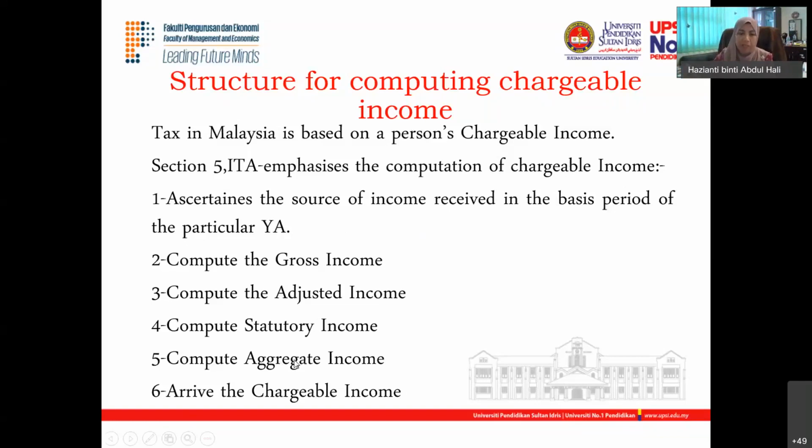And sometimes from the aggregate income, we minus all the personal relief. And that will give us a chargeable income. Relief will be done later. I think in week 6 nanti we look at relief. So this is just the formatting.